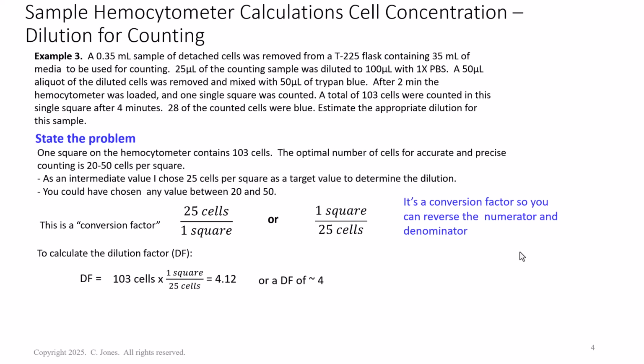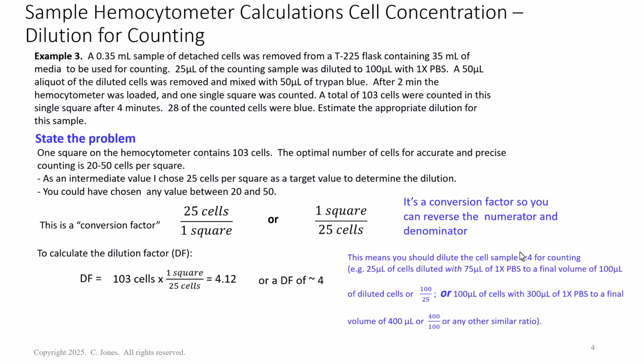I'm not going to dilute to 4.12. I'm just going to dilute to 4. That's a nice, easy number to work with. Okay, and so that means I should dilute my cell sample 1 to 4 for counting. That is, take 25 microliters of cells and dilute it with 75 microliters of 1x PBS. So we have a final volume of 100. 100 divided by 25 is 4 to 1.